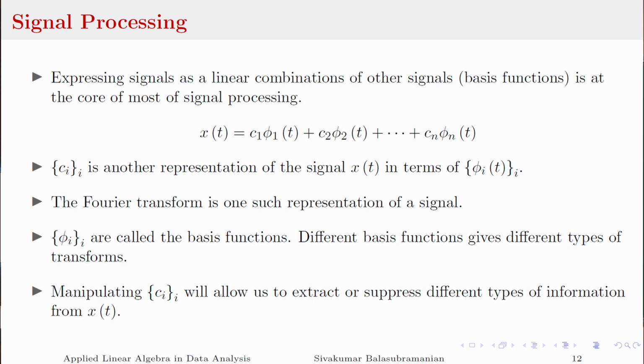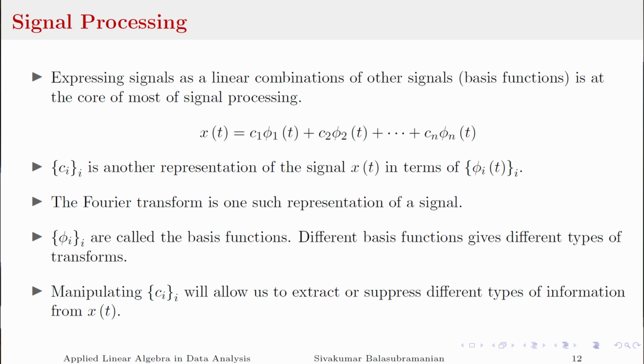The phi i's, in the Fourier transform case, would be sinusoids. What you're doing in the Fourier transform is representing any time domain signal as a sum of sinusoids. You could choose these to be other types of functions, and then you'd have a different representation for the same signal. Now, which phi i you choose might depend on the application you're dealing with.